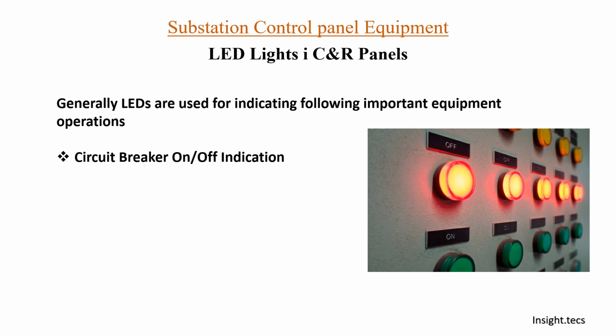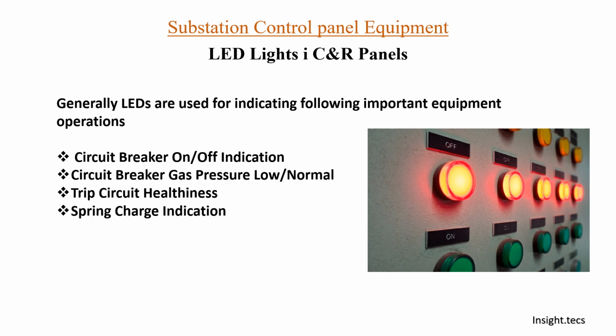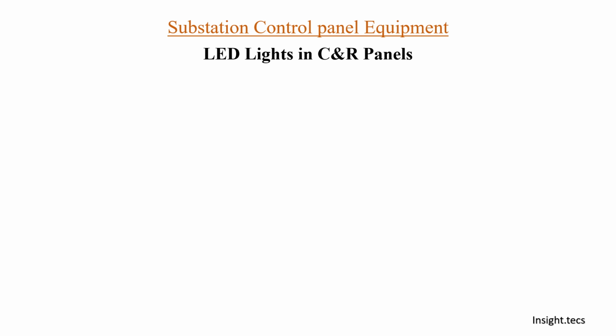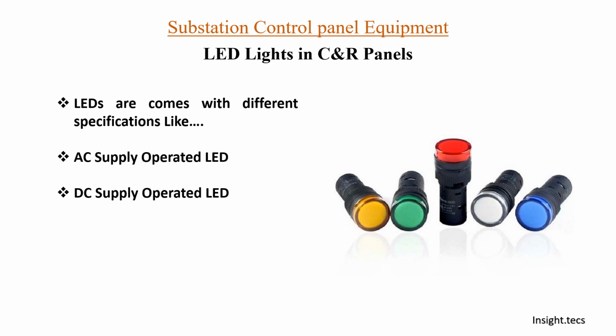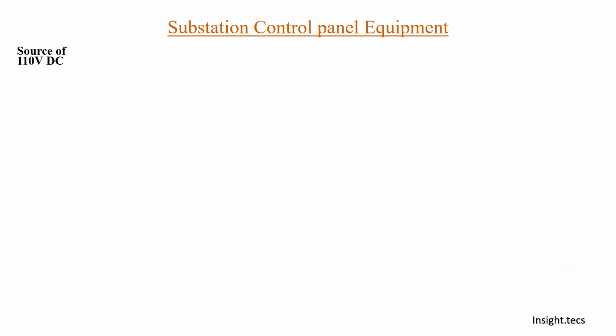We have also seen what kind of indications these LEDs are giving on the panels, say breaker on, off indication, gas pressure high low indication, trip circuit healthiness, spring charge, auto trip indication, and various kinds of different specifications we have covered in the previous video, that the LED is AC supply operated LED, DC supply operated LED. It can be 110 volt DC or it can also be 220 volt DC. So friends, in the previous video we have also seen the wiring of LED lights in control and relay panels.